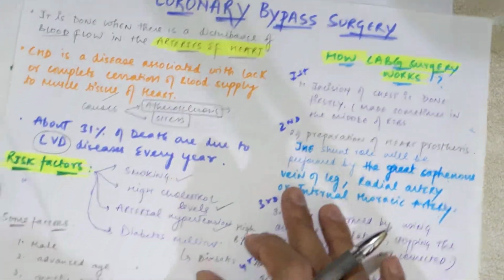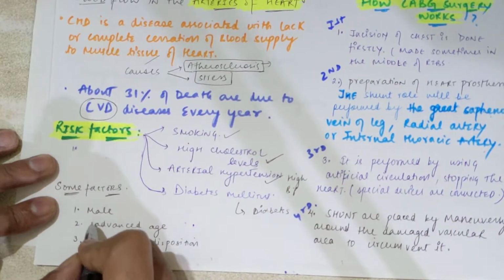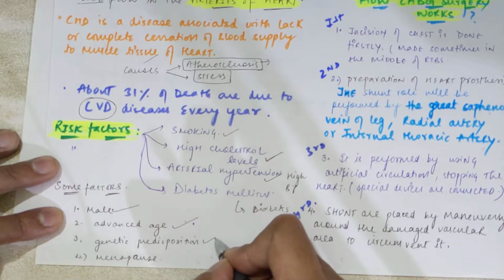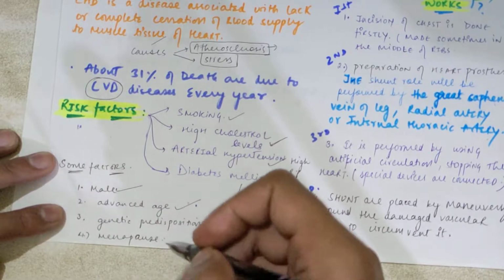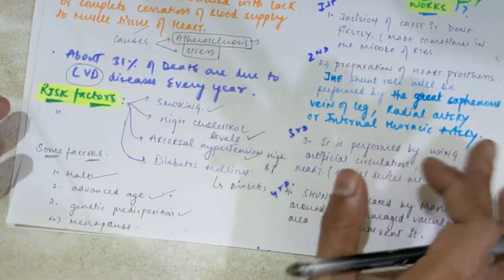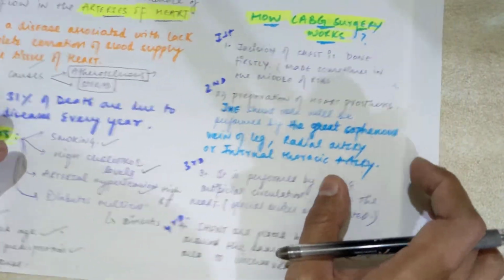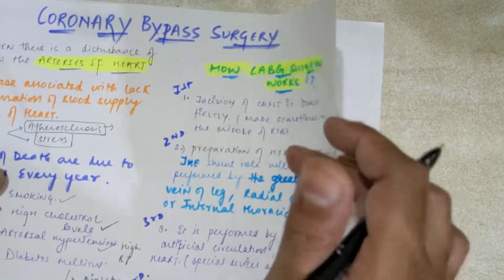Clear? Now let's see some more factors here. It can be more prominent in males, in advanced, that is older age, and genetic also. Women who are menopausal or post-menopausal are also more susceptible to this coronary disease. Clear? Now how is this coronary artery bypass surgery done?